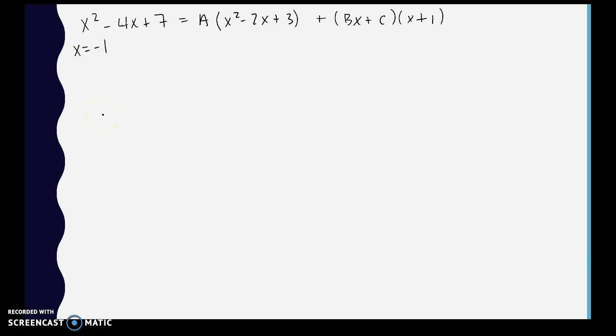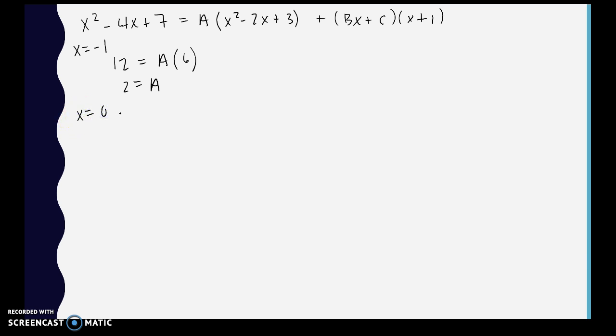So I'm first going to make x equal to negative 1. Then I get 1 plus 4 is 5. So I get 12 equals a times 1 plus 2 is 3. 3 and 3 is 6, and then it completely cancels out that last term because we made x equal to negative 1. So I have a value for a. A is equal to 2.